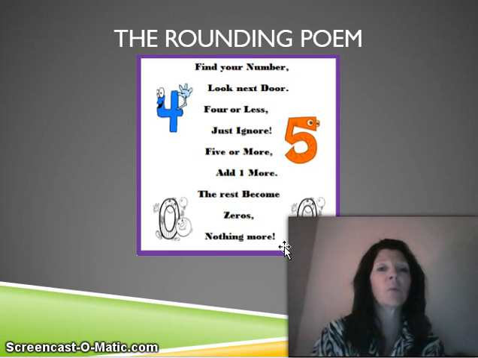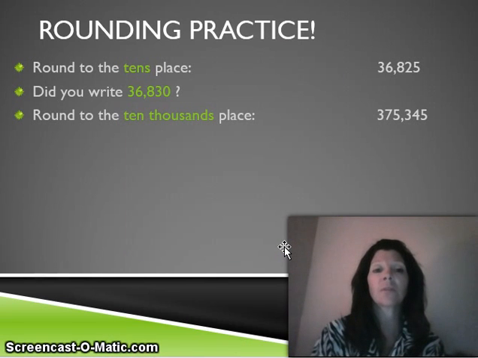Remember that rounding poem. Let's review it one more time. Find your number, look next door, 4 or less, just ignore. That means you're going to leave it the same. 5 or more, add 1 more, the rest becomes zeros, nothing more. All right, let's do another one.